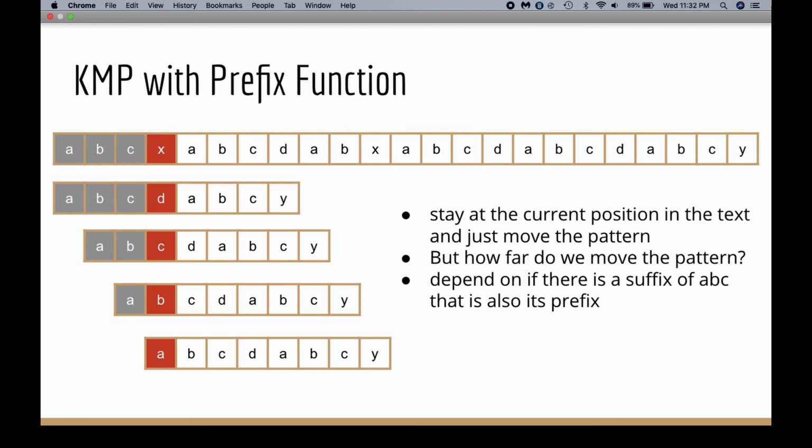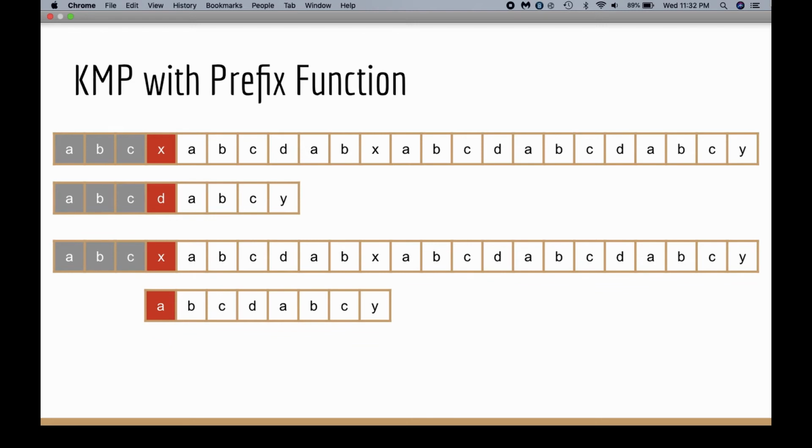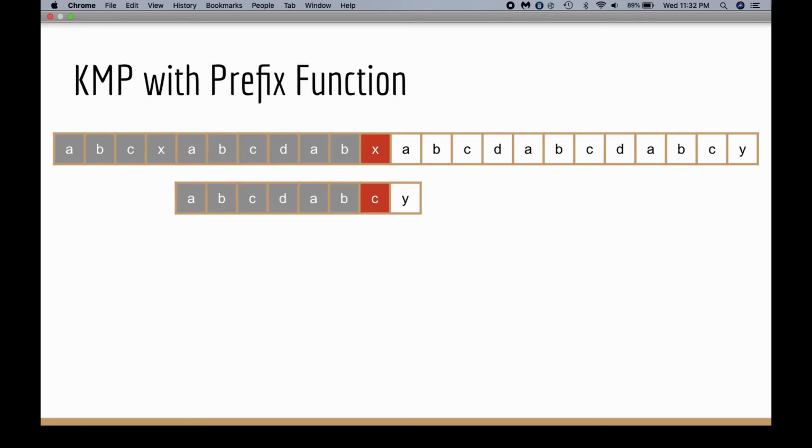How far we move the pattern depends on whether there's a suffix of ABC that is also its prefix. This is where the prefix function kicks in. Clearly, ABC does not have a suffix that is also its prefix, so we have to move the pattern all the way to the right. Here is an example where we do not need to move the pattern that far. The first 6 characters in the pattern are matched, but we have a mismatch at 7. We need to move the pattern to the right.